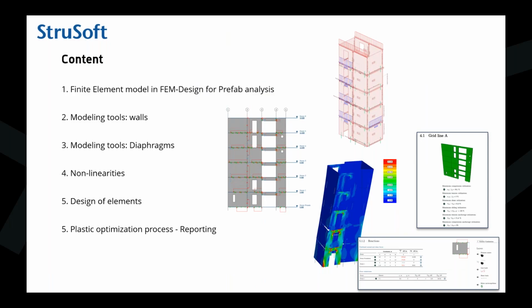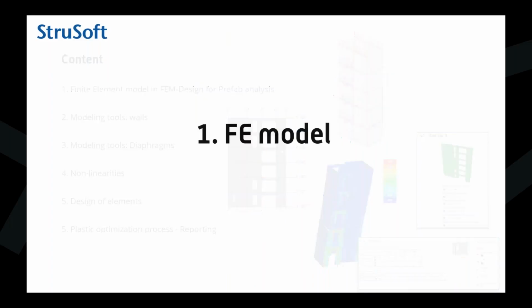First we look at what kind of finite element model we have in FEM-Design. It's pretty unique, so it's good to know if you have used other finite element software. Then we look at the modeling tools, how we can model those walls and elements in FEM-Design. Then we look at how you can model diaphragms, which means floors and hollow cores and so on, lateral structures. Then we look at the non-linearities we can do, how we can design those elements, and finally how we can plastic optimize the whole thing, like big building frames. So that will be the content today.